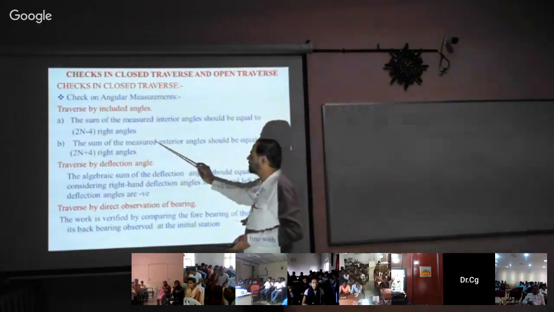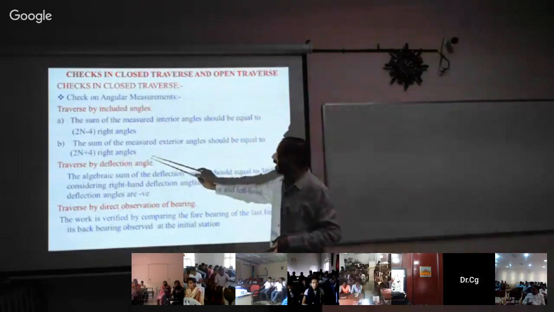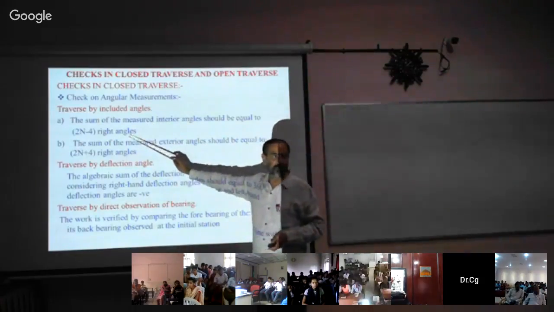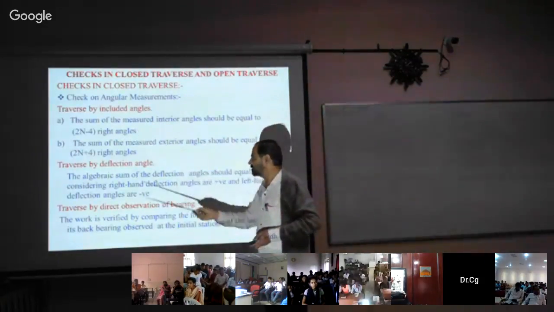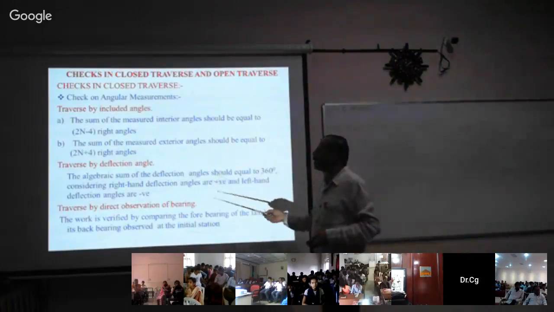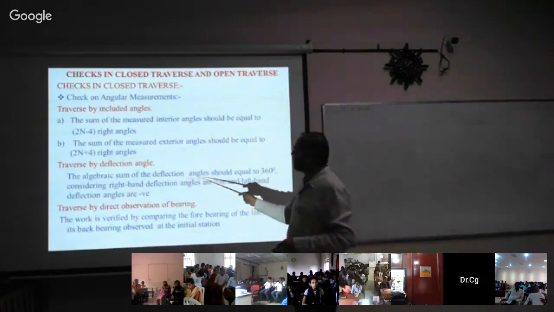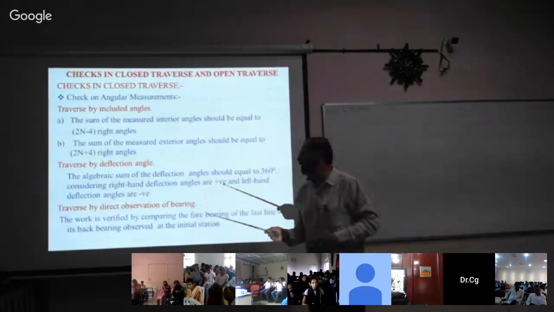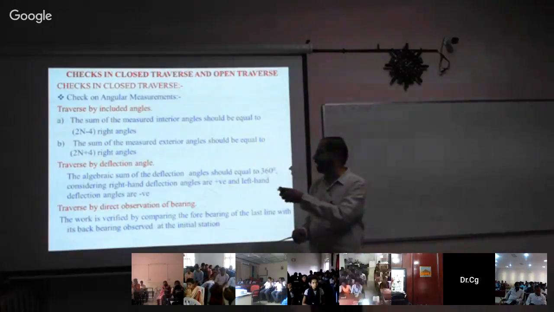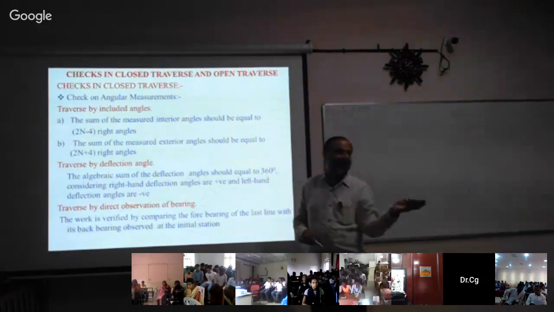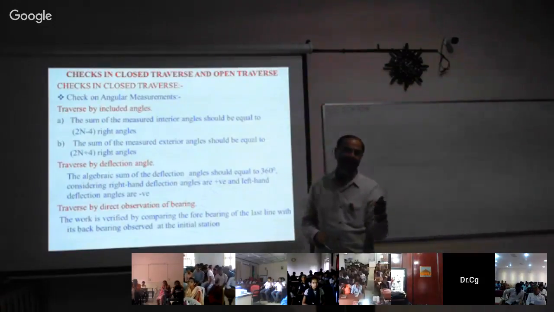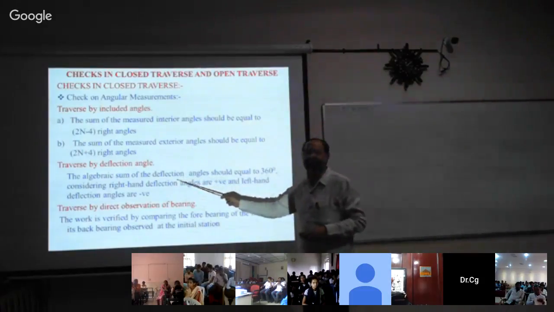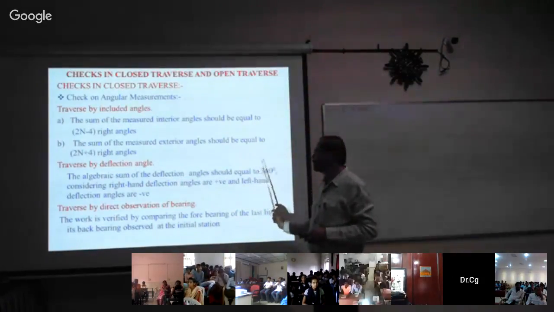The sum of the measured exterior angles must be equal to 2n plus 4 right angles, and the sum of the interior measured angles must be equal to 2n minus 4 times the right angles, isn't it? Also, the algebraic sum of the deflection angles should be equal to 360 degrees, considering right hand side deflection angles as positive and left hand side deflection angles as negative. So when you reach the first point, the sum of the deflection angles must be equal to 360.